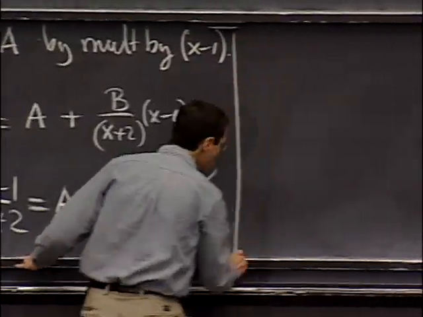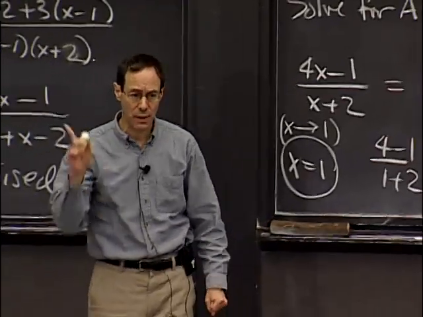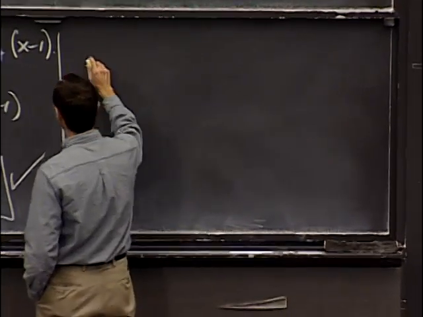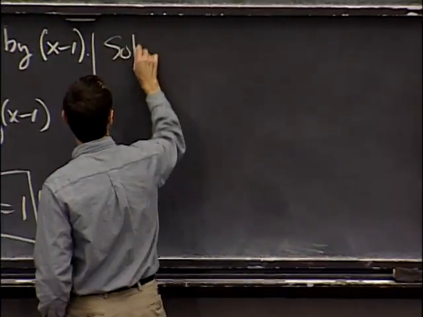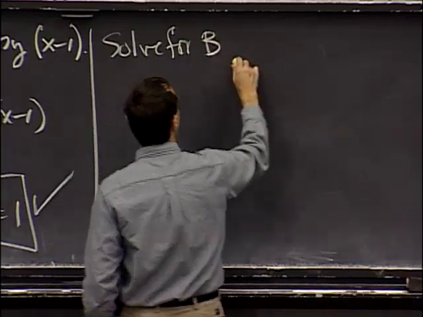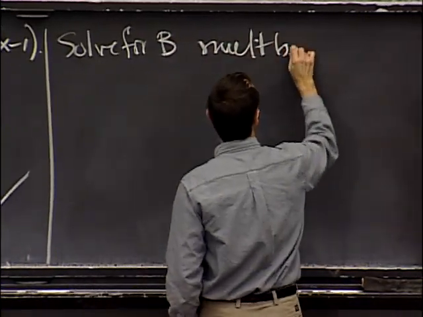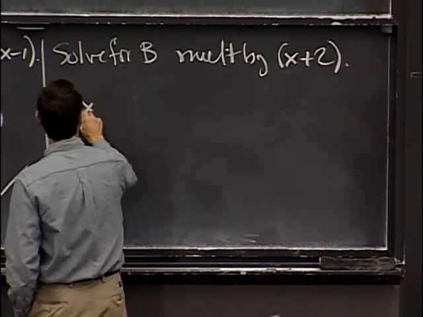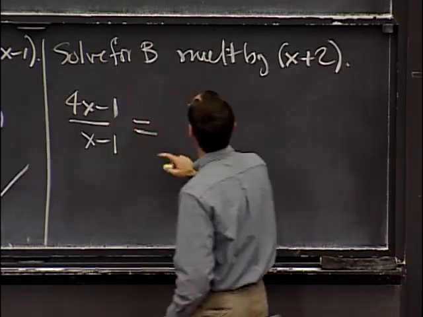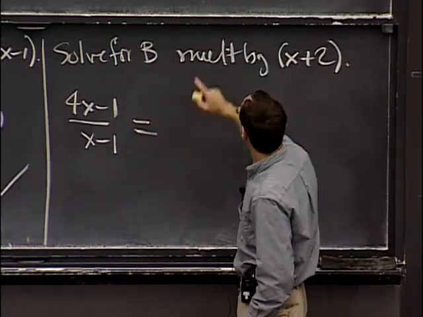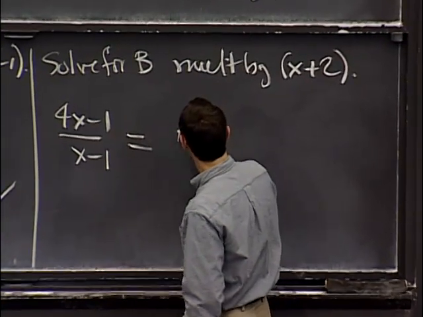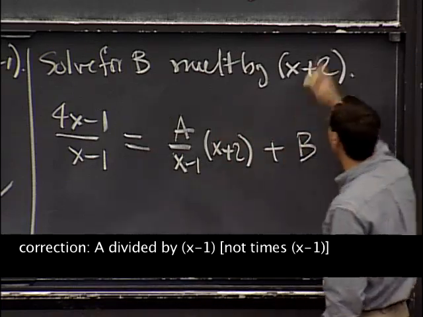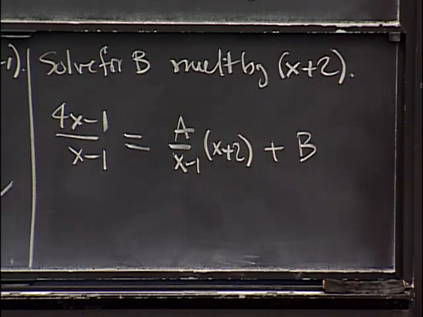We're going to shorten it much, much more in a second, but let me carry it out for the other coefficient as well. So the other coefficient, I'm going to solve for B, I'm going to multiply by x plus 2. And when I do that, I get 4x minus 1 divided by x minus 1. That's the left-hand side, the very top expression there. And then down below, I get A times x plus 2 over x minus 1. And then again, the x plus 2's cancel. So I get B sitting alone.